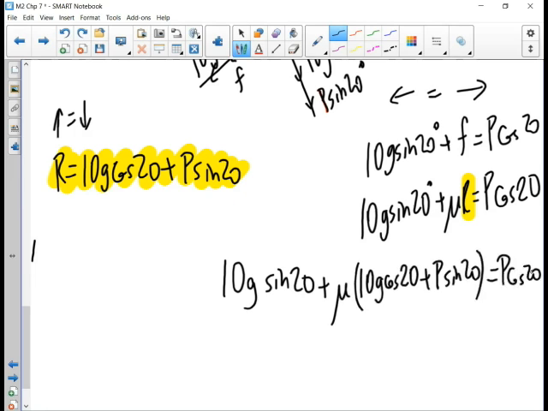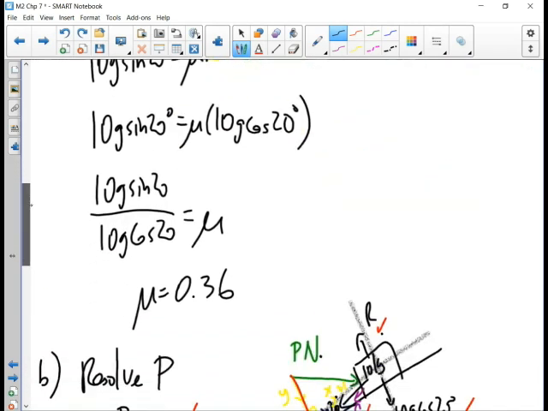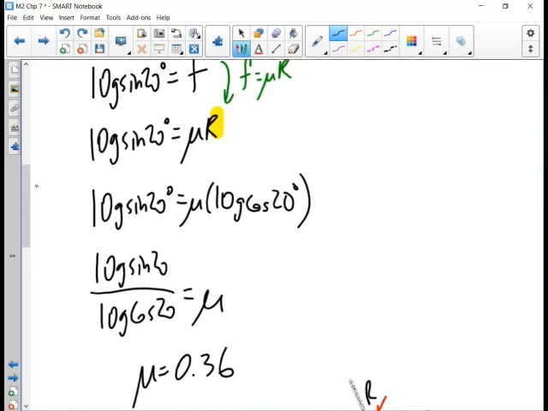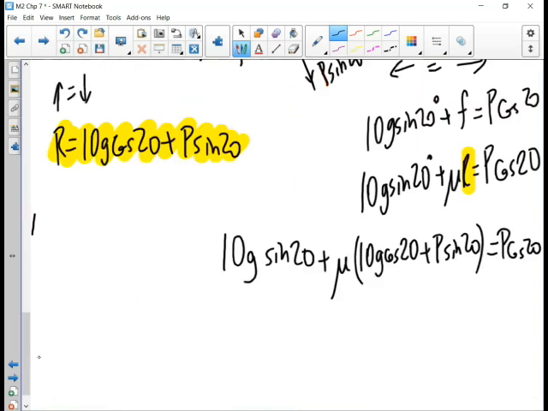Do we know the value of mu? Yes, we do from part A. So why can we reuse the value of mu equals 0.36? Because the mu represents the coefficient of friction between two surfaces. It's a surface of the 10 kilogram block and a surface of the plane. We're not changing the material of the 10 kilogram block, nor are we changing the material of the inclined plane. So the mu stays the same. Mu is 0.36.